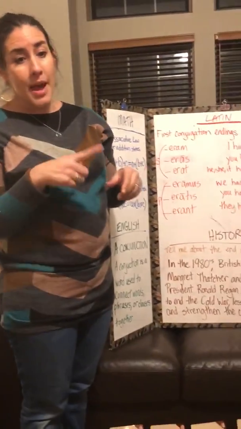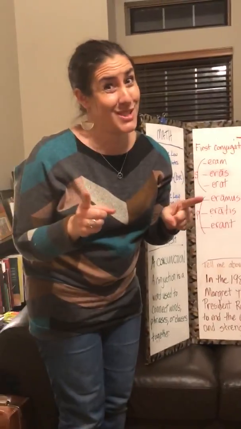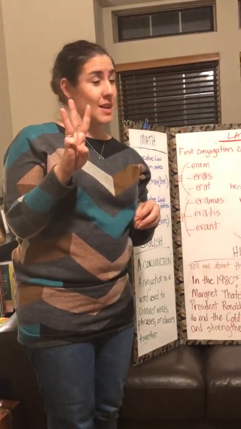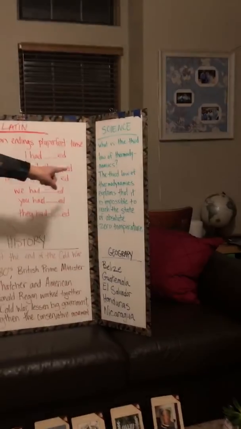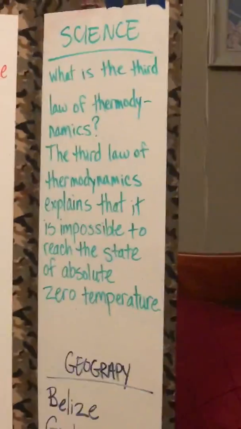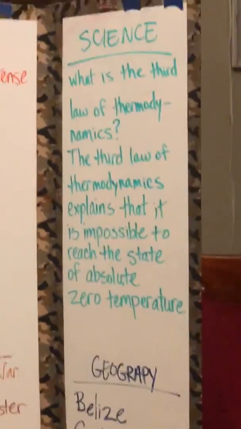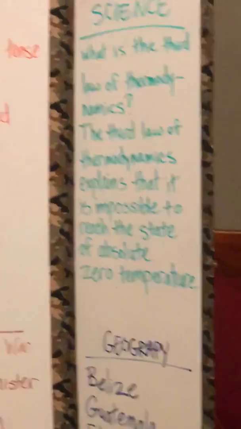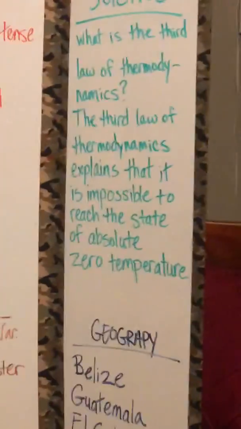So if you marched around, maybe try doing push-ups while you're saying it. See if you can do that. What is the third law of thermodynamics? You can just look at the words, Micah. The third law of thermodynamics explains that it is impossible to reach the state of absolute zero temperature.